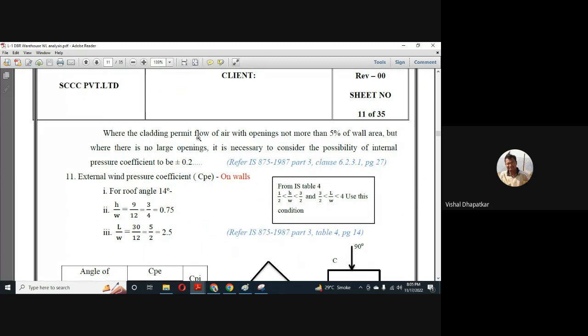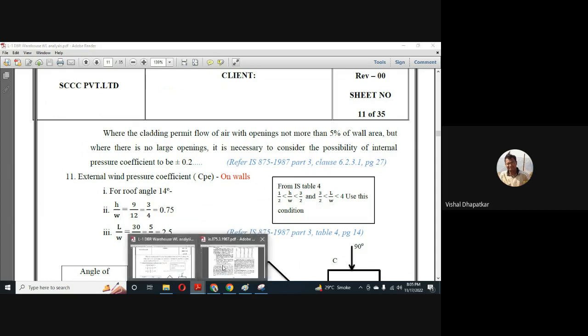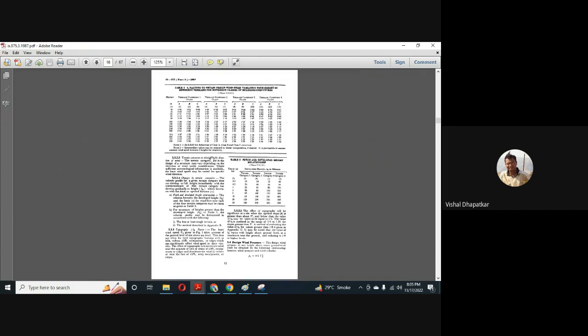So where the cladding permits flow of air with openings not more than 5% of the wall area, but where there is no large opening, it is necessary to consider the possibility of internal pressure coefficient to be 0.2. So this is given by the code.